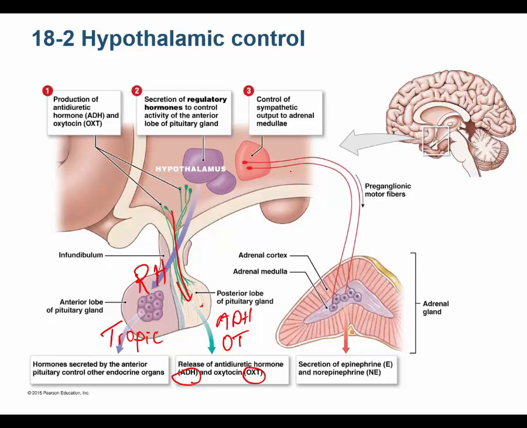In addition, as you already know, the brain also can have a neural stimulus on the adrenal medulla. This is a sympathetic neuron right here. All right, goes all the way down to the adrenal medulla and says, hey, secrete epinephrine and norepinephrine. All right, so that's hypothalamic control over the pituitary and even the adrenal medulla. And that's the end of 18.2.